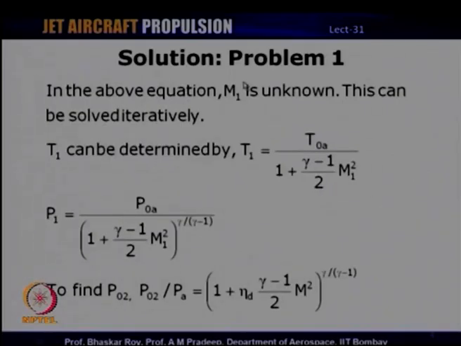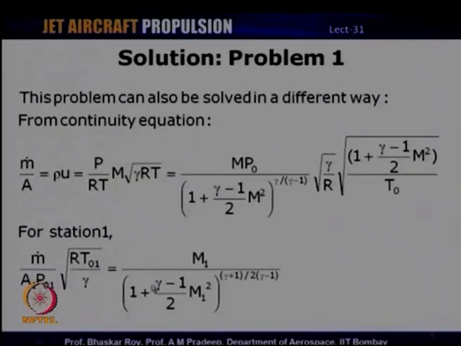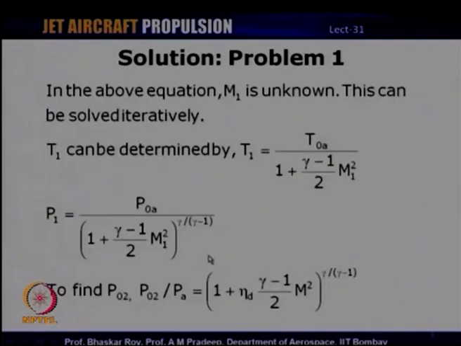In this equation that we have just now seen, all the parameters on the left hand side are known. We know m dot, we know A1, P01, T01. Mach number is not known. So, Mach number obviously has to be solved a little iteratively, and once we do that, we can determine the Mach number at station 1 iteratively.